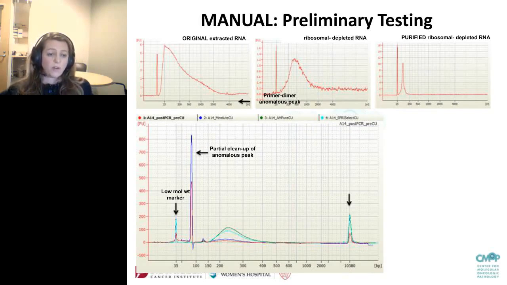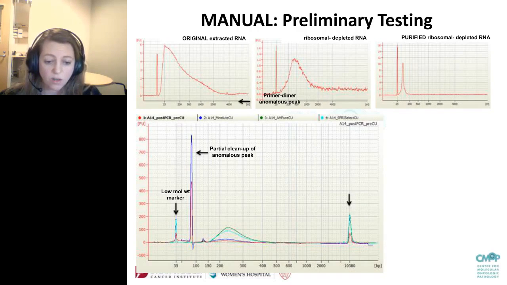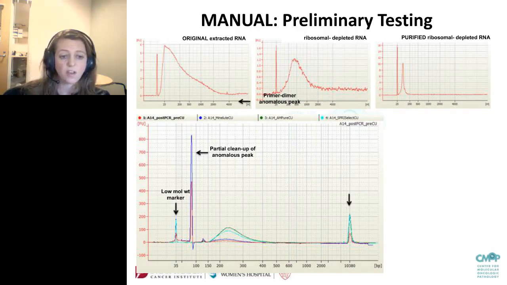Initially, before automating this method, we wanted to test on the bench where we were with a representative sample from our cohort, just to establish some of the key parameters. So up in this corner, we have the original RNA.